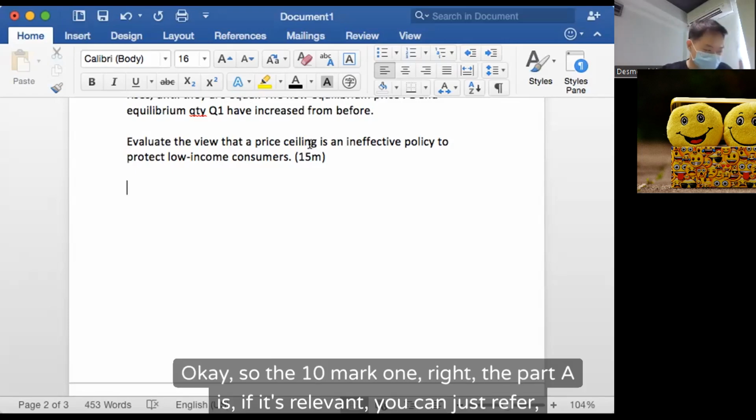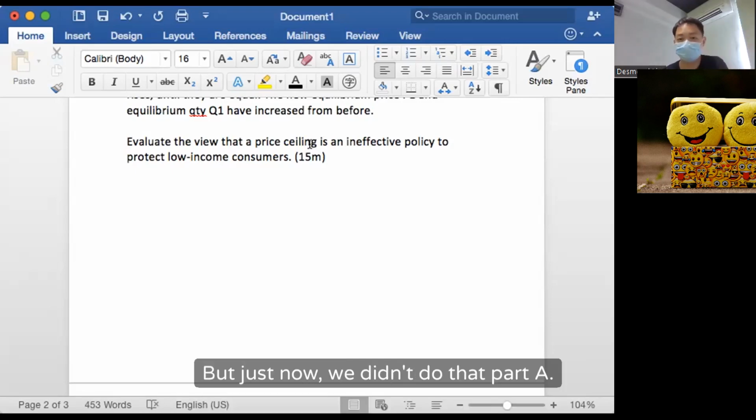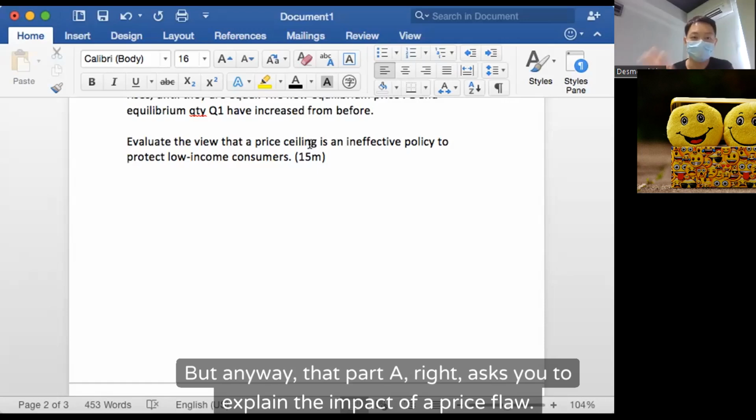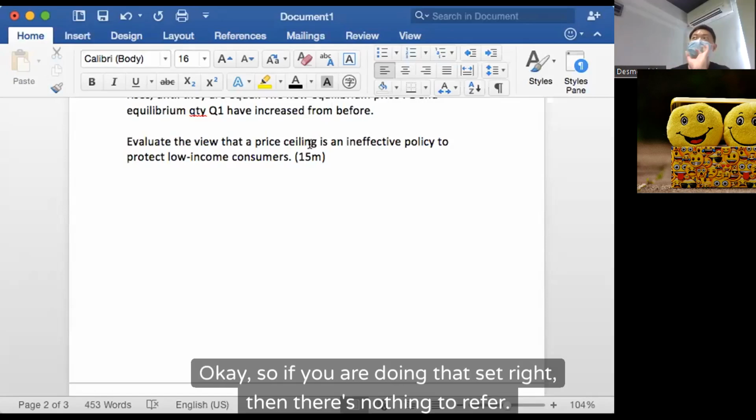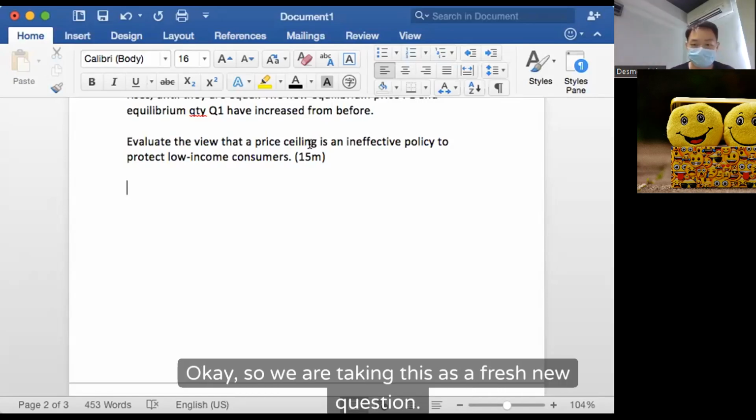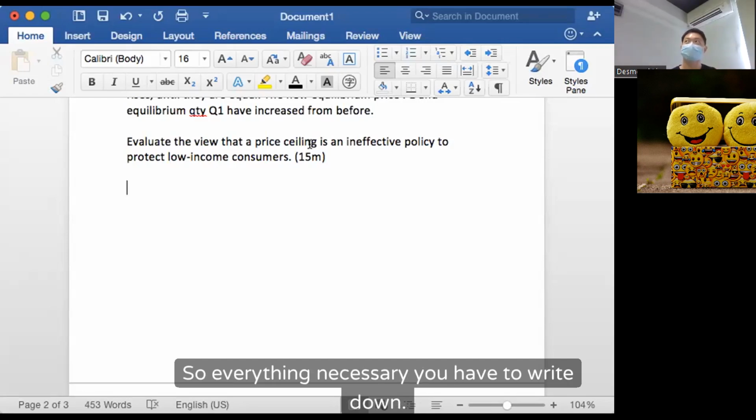Okay, so the 10 mark one, right? Part A, if it's relevant, you can just refer. But just now, we didn't do that part A. Anyway, that part A asks you to explain the impact of a price floor. So I'll let you know first: part A was about price floor. This part B is a price ceiling. So if you are doing that set, then there's nothing to refer to. We are taking this as a fresh new question, so everything necessary you have to write down. There's nothing to refer to like the previous part A.